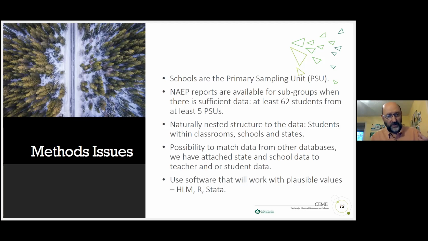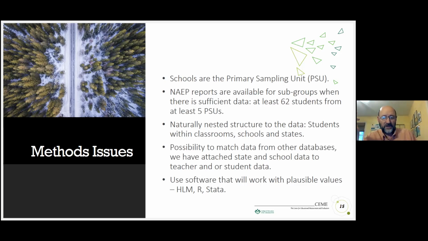What was also introduced this morning was the idea that you can go on the site, produce reports, and look at subgroup comparisons. It's important to remember when you do that, NAEP has a specific recommendation for subgroup comparisons. They pretty much want you to restrict yourself to situations where there is sufficient data. And they define that as at least 62 students from at least 5 primary sampling units, or schools. So if you don't have a subgroup that can at least come up to that minimum standard, it's probably not advisable to use them in comparisons.